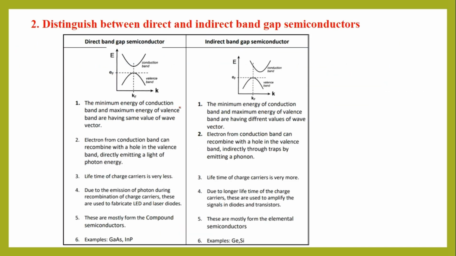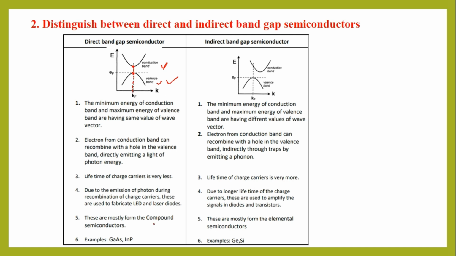Then what is the difference between direct and indirect band gap semiconductor? When we observe the graph carefully, the diagram E versus K, energy versus propagation constant, in this we have two bands, the valence band and conduction band. If the top of the valence band and the lower edge of the conduction band lie at the same K value, that is a direct band gap semiconductor. When it comes to indirect band gap semiconductors, the K value is different for conduction band and valence band. That's the main difference. And based on this, the applications will change.